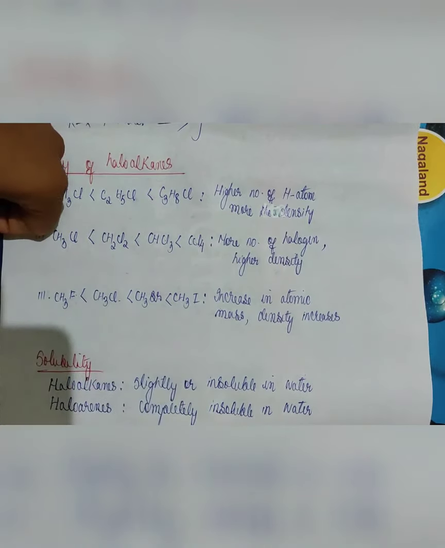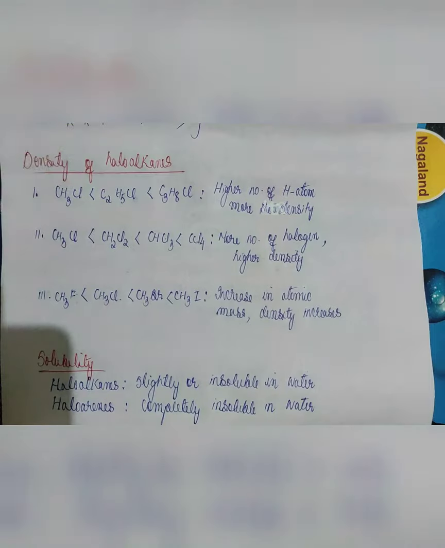Now coming to the solubility, haloalkanes are slightly soluble or insoluble in water. But when it comes to haloarenes, they are completely insoluble in water. They are not at all soluble in water. However, haloalkane can be slightly soluble in water.